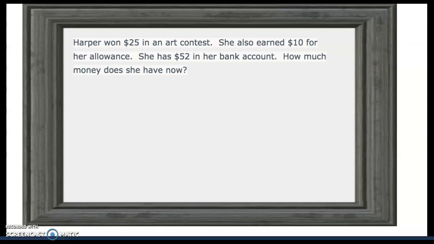And so when we look at the final question, how much money does she have now, it really doesn't tell us what we're going to do. We have to look at the words earlier in the story problem. So we know that Harper won $25 in an art contest. So she has that money. She gets that money. And the second part says she also earned $10 for her allowance. Again, earned means she's getting money. So winning, earning, she's getting that money. And then it says she already has $52 in her bank account. So she already has that.